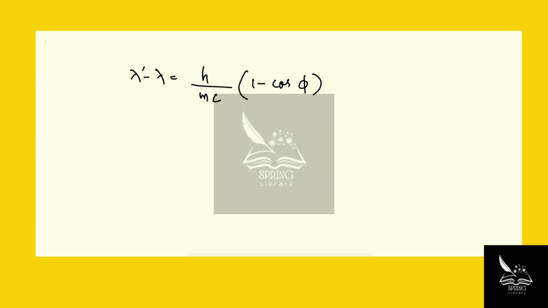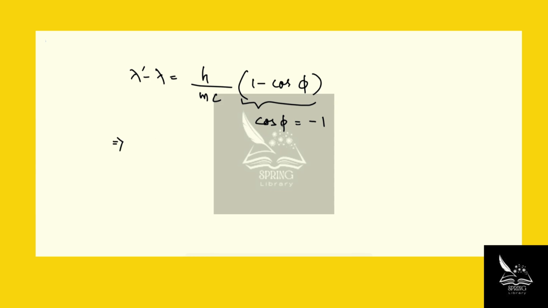Now, from this equation, to get the longest scattered wavelength, we must have the highest value for 1 minus cos phi, and this means that we need to have the lowest value for cos phi. And the lowest value of cos phi is minus 1. So for lambda dash to be highest, we need cos phi to be lowest. So we are picking the value minus 1 for cos phi.